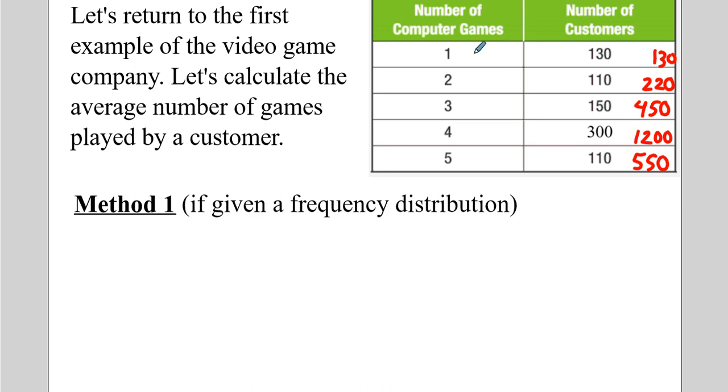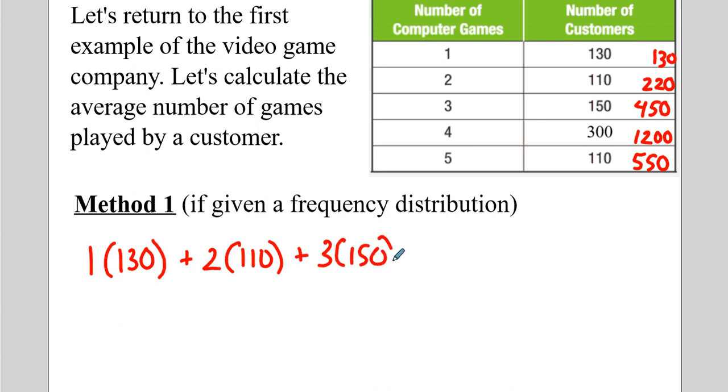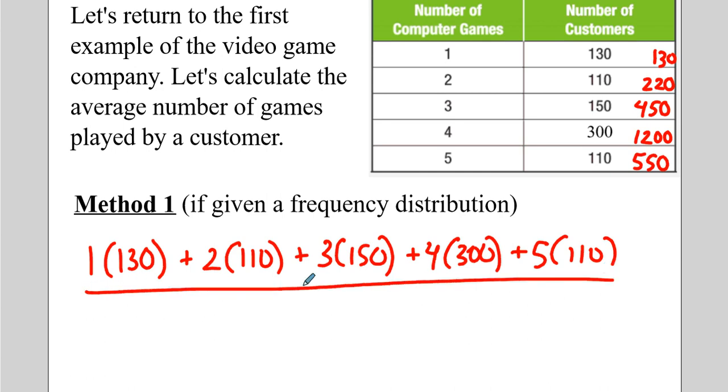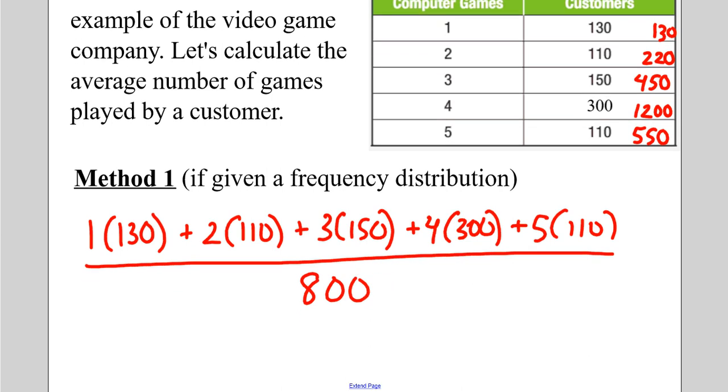So I'm going to write out everything that we really did here, just to be more clear. We multiplied each of these numbers to get the reds. So one game was played by 130 customers. 2 games was played by 110 customers. 3 games was played by 150 customers. 4 games was played by 300 customers. And 5 games was played by 110 customers. That total would tell me how many games were played by the 800 people surveyed. To get the average, I would have to divide by 800. And that's what I'm going to do.